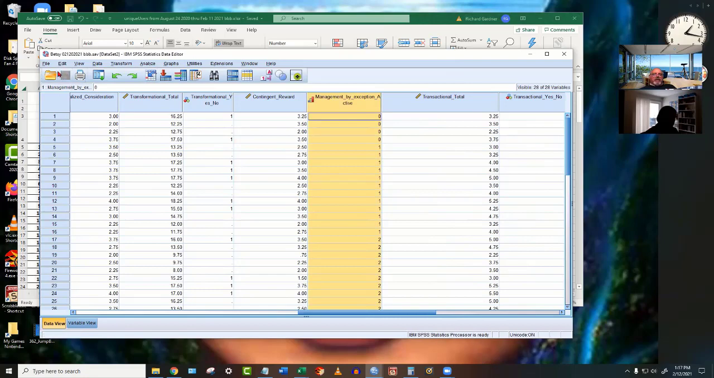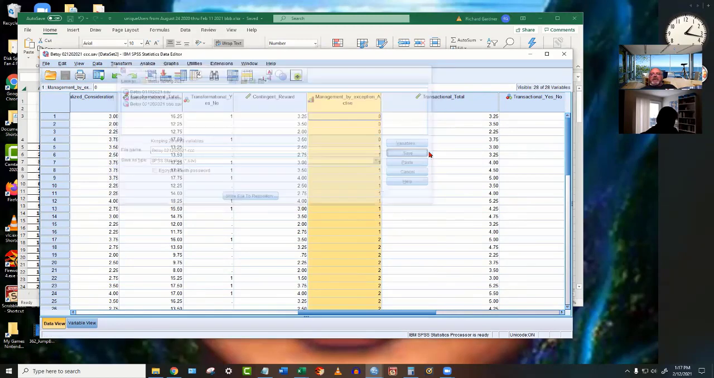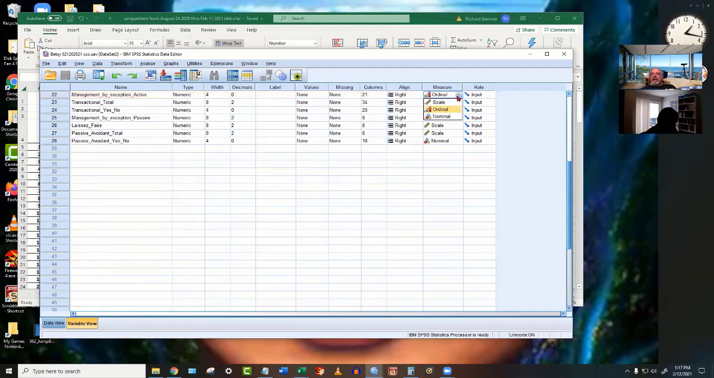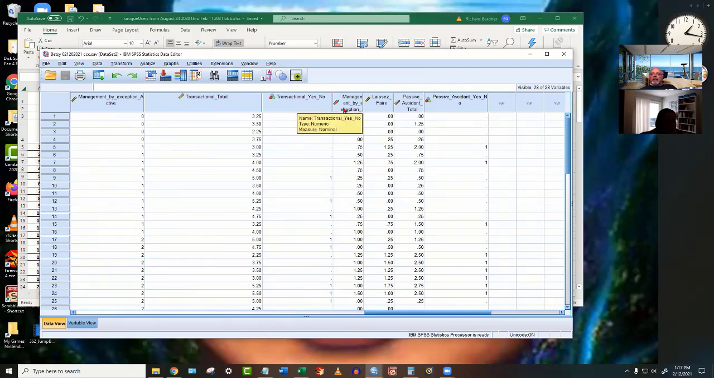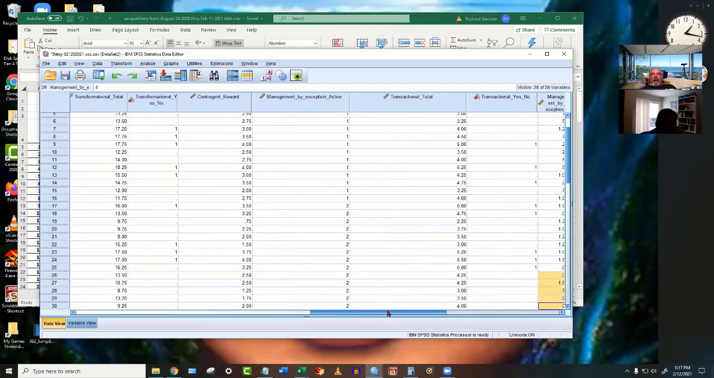All right, I'm going to play around with stuff here. Hold on. Please hold. So I'm going to change the ordinal variable into a scale variable. And let's see, how would I do that? And then I'm going to recode. But what am I going to recode? Management by exception active. This one. Yep. And so I'm going to recode this, recalculate this. I don't think it's going to make a big difference, but at least the math will be right on it. Does that make sense?